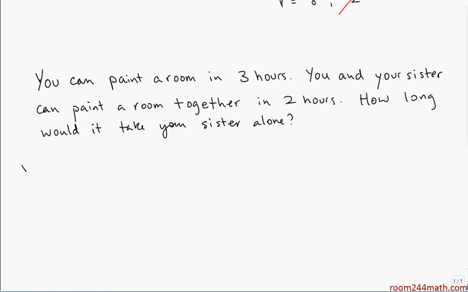So here's how you want to think about it. You want to think about it in terms of your rate of work, just like in the previous one we were talking about rates. So here, what's your rate of work? In other words, how many rooms can you finish in 1 hour? Well, if you can finish a single room in 3 hours, then you can finish a third of a room per hour.